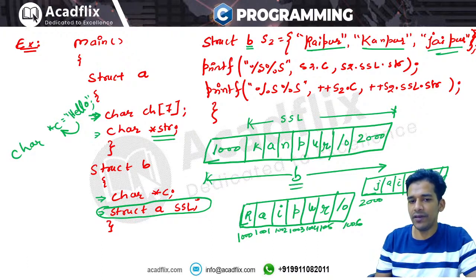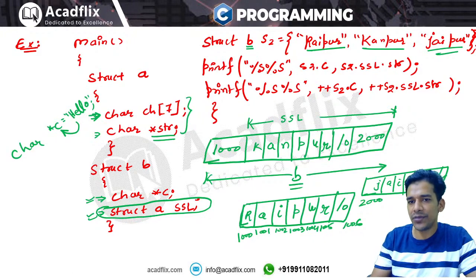In the structure B we have two members. The first member is a pointer to the string Raipur, and the second member is a structure. In this structure we have two members, one is a character type array and the second one is a character type pointer. So this pointer is pointing to the Jaipur, this char ch is having the string Kanpur, and this char star C is having the address of the Raipur string.